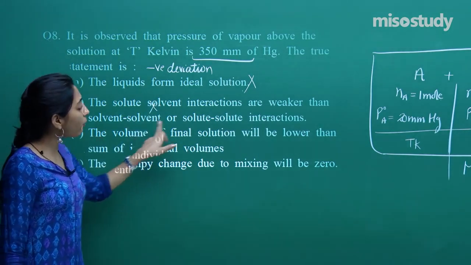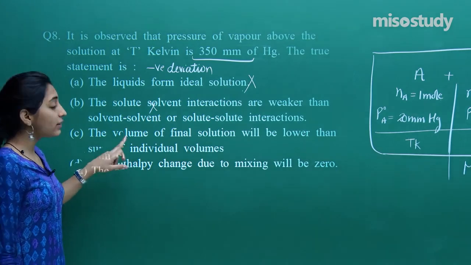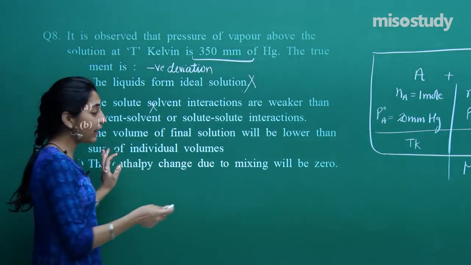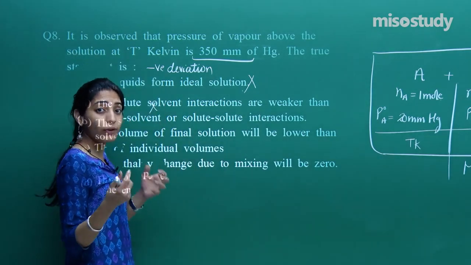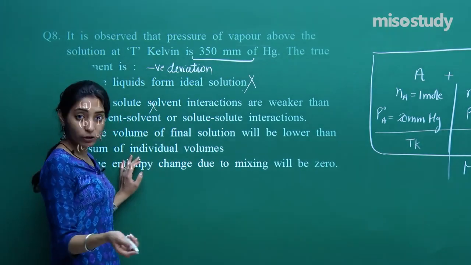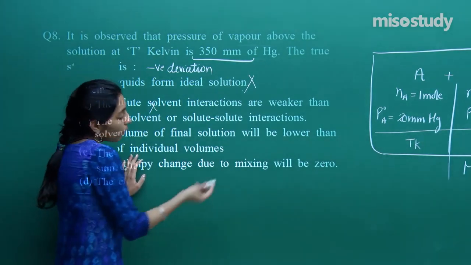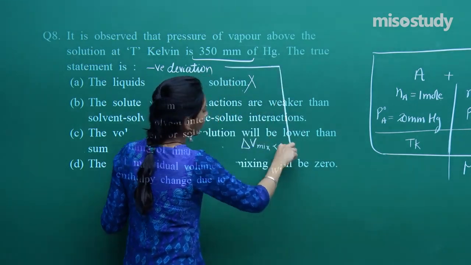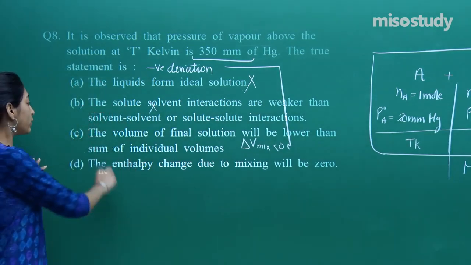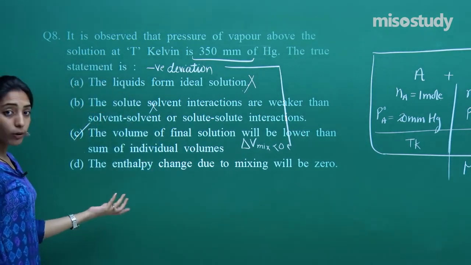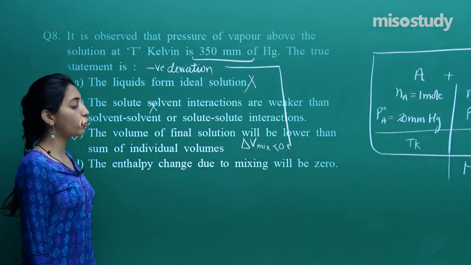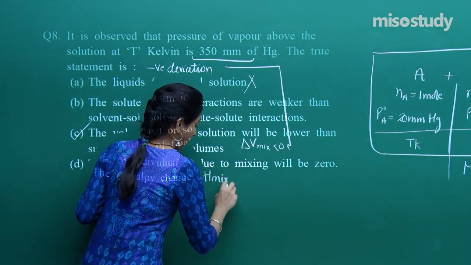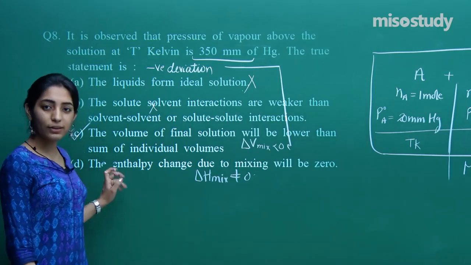But he says the volume of the final solution will be lower than the sum of individual volumes. Yes. When the two are interacting more, then don't you think they will be close together? So the final volume will be lesser compared to the volume of individual solutes and solvents. Moreover, we can say delta V mixing, if it is less than 0, this corresponds to the negative deviation. So option number C will be the correct option. D says that the enthalpy change due to mixing will be 0. No, no, no. Enthalpy change will also be not equal to 0. It will be lesser than 0.